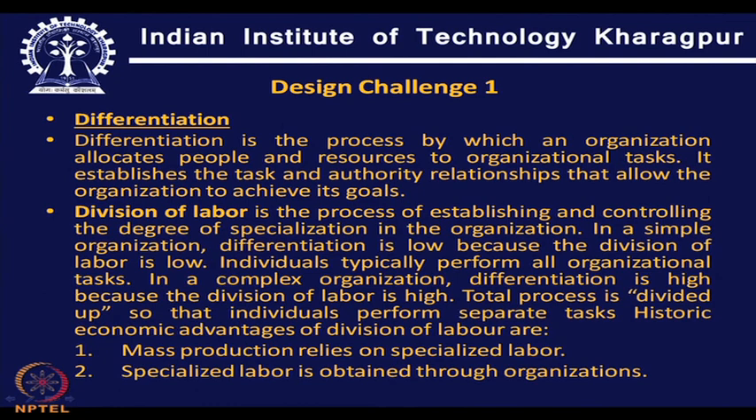So what happens in a simple organization, the differentiation is low because the division of labor is low. So what happens here, individuals typically perform all organizational tasks because there we can understand. Because there are less number of employees, it's a small organization, so one employee has to perform different tasks, and there is less specialization in it.